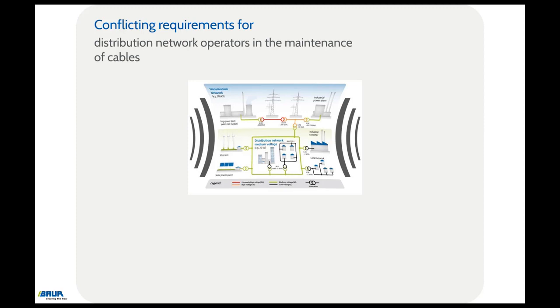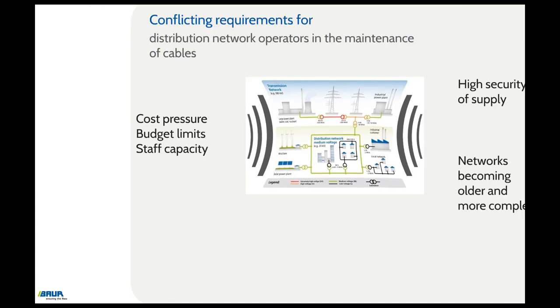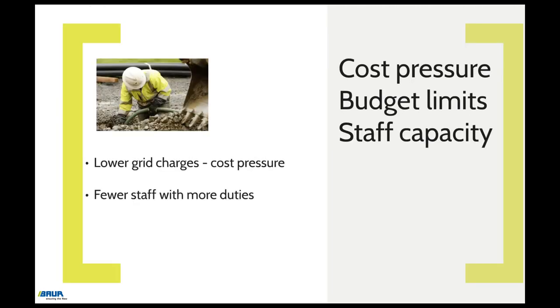When planning the maintenance for these networks, distribution network operators have to manage the conflicting requirements of scarce resources, high standards in terms of security of supply, and the issue of networks that are becoming older and more complex. On the one hand, the budget available for maintenance is being steadily eroded, and on the other hand, lower grid charges caused by deregulation are leading to higher pressure on the cost side. Another issue is the reduction of personnel capacity.